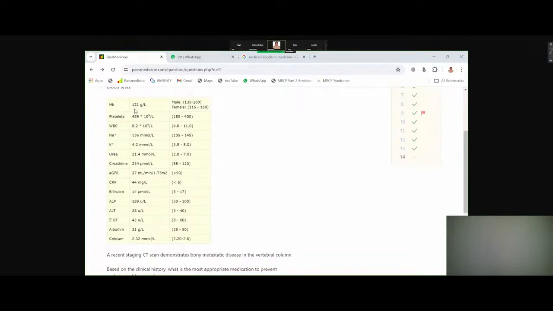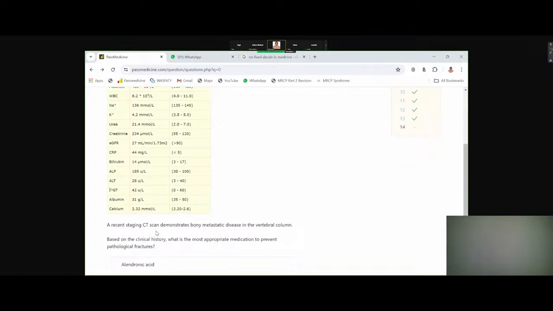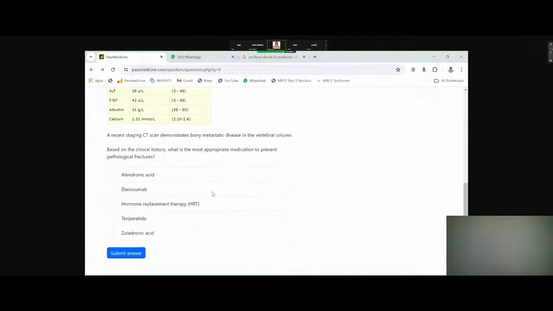If you see the investigations here, platelets high, urea and creatinine high, eGFR very low, ALP raised, albumin low, calcium normal. A recent CT staging scan demonstrated bony metastatic disease in the vertebral column. Based on the clinical history, what is the most appropriate medication to prevent pathological fractures?